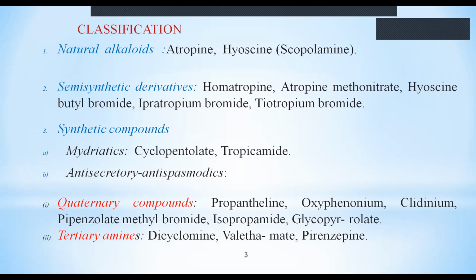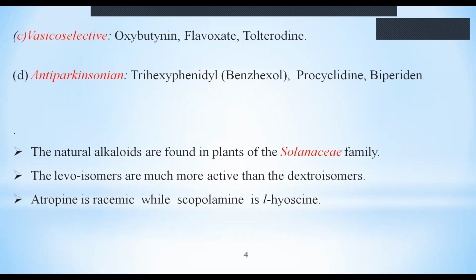So you can remember these drugs. And the tertiary amines are dicyclomine, valethamate bromide and pirenzepine. These are all the tertiary amines. So the classification: natural alkaloids, semi-synthetic derivatives, synthetic, and under synthetic, once again the quaternary ammonium compounds and the tertiary amines. And some of the drugs are vesicoselective, very specifically used for the urinary bladder, like oxybutynin, flavoxate, and tolterodine. All these are vesicoselective.